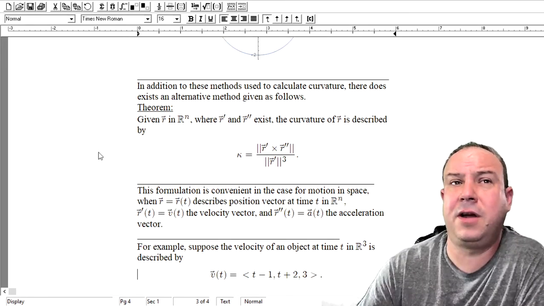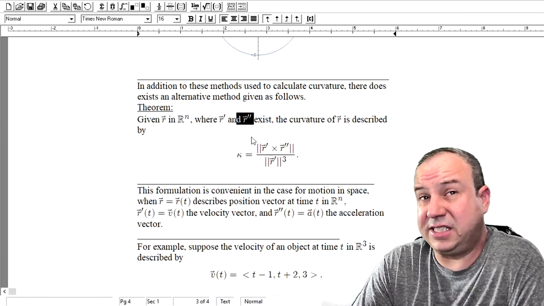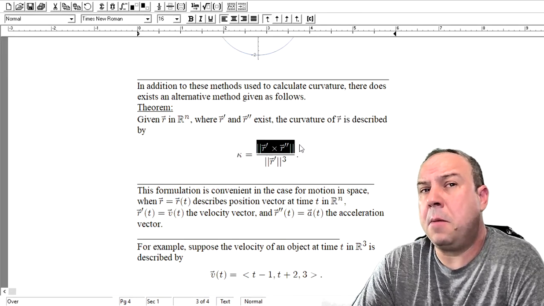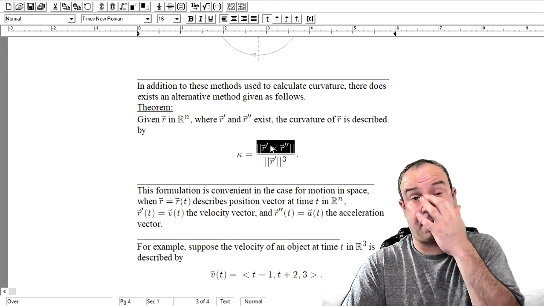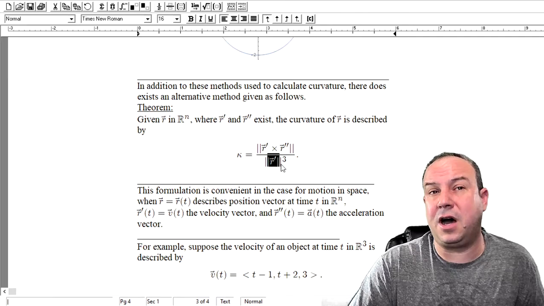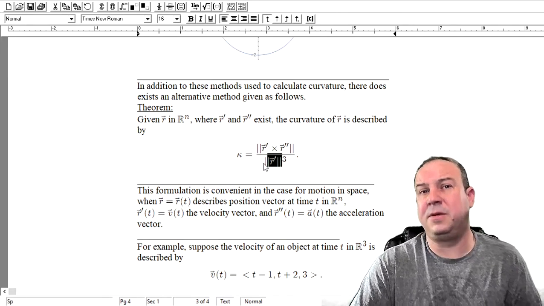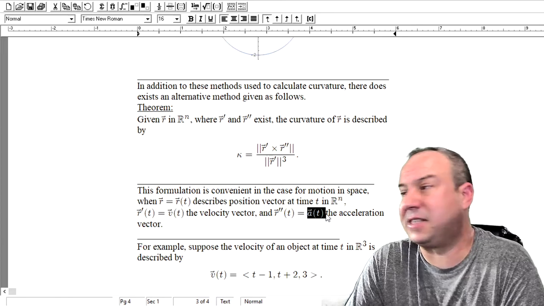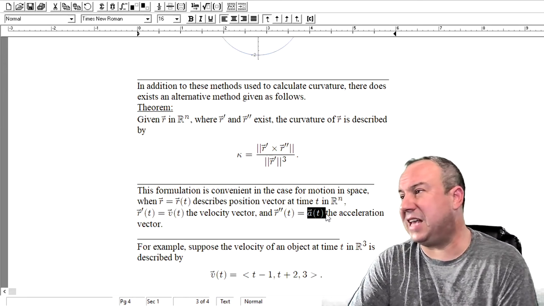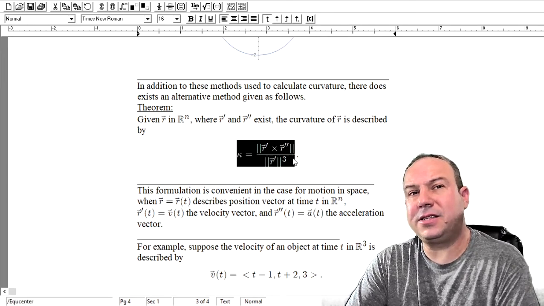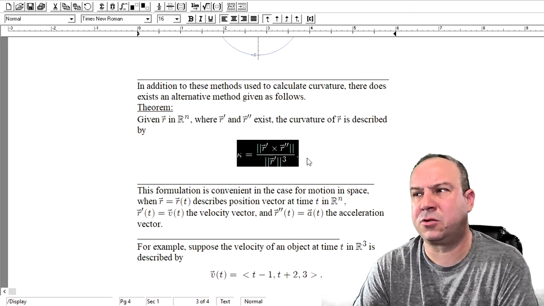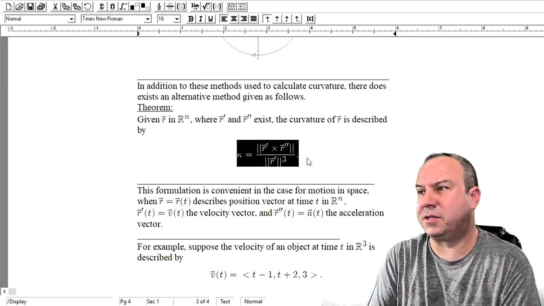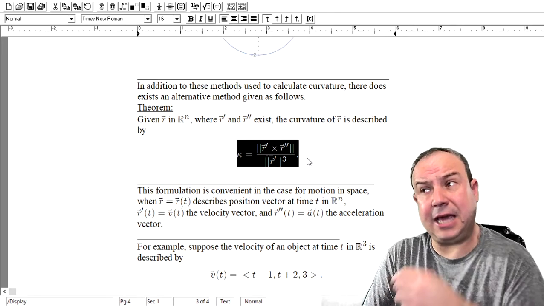Given r bar where the first and second derivatives exist, the curvature of r bar is actually described by this calculation also seen here, where it's the magnitude of the cross product of r bar prime and r bar double prime divided by the magnitude of r bar prime quantity cubed. And this is a formulation that works nice if you're given a description of velocity and acceleration, folks. If you have a description of velocity and acceleration, this calculation also often works very nice with coming up with a description of curvature absent a position description, which is sometimes the case.